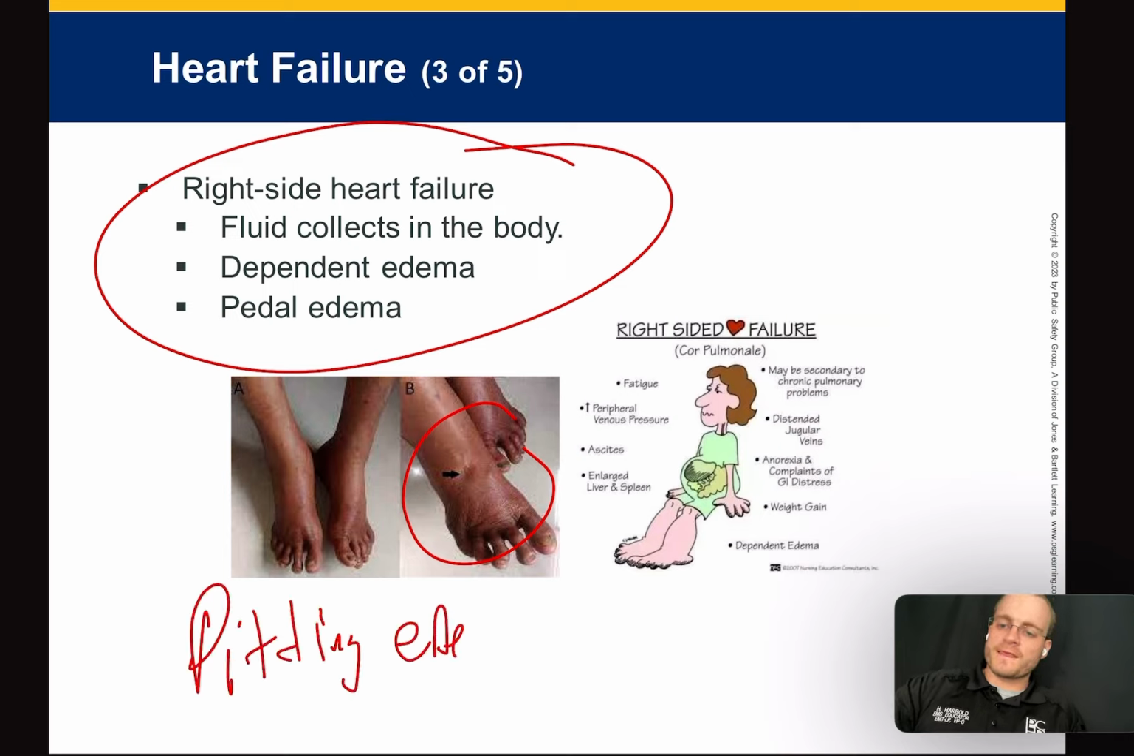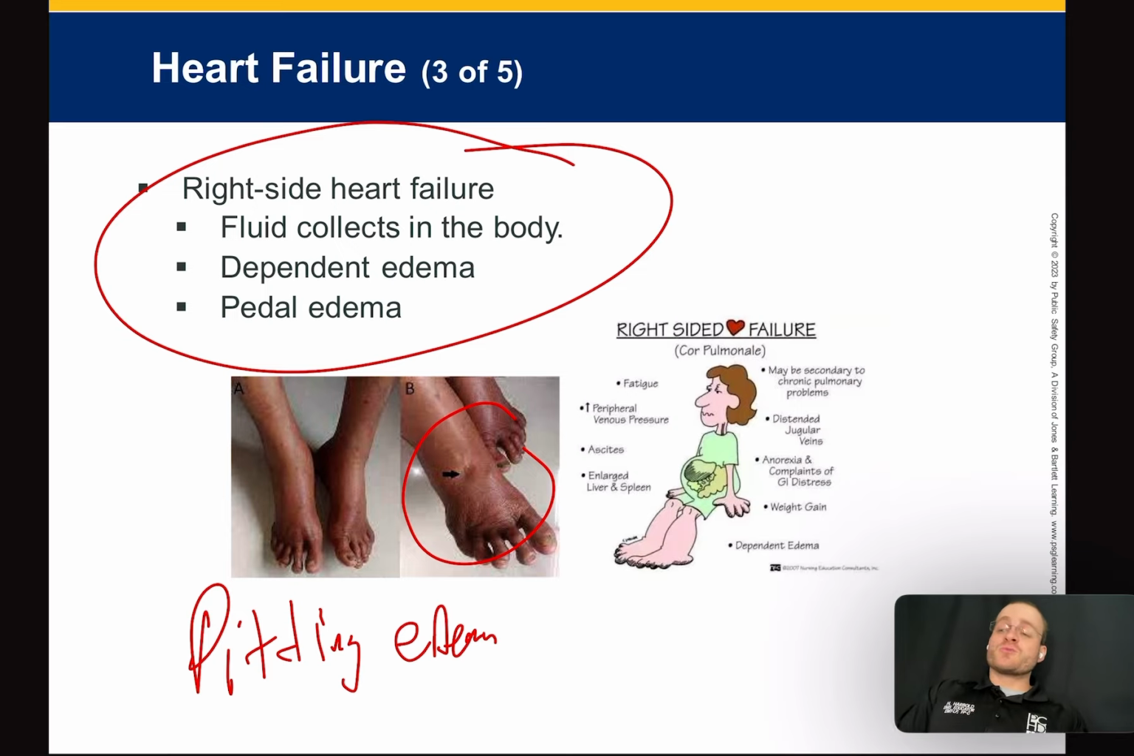Pitting edema. Well, I've talked about this before. If you take your thumb and place it on the patient's, right there where their pedal pulse should be, or on their tibia, right? It's usually where the shin is that we do this. And you just take your thumb and you push down and you hold it for like 3 to 5 seconds and you let go. Normally, if there's not a pedal edema, dependent edema, you should push down and it should go right back to its original shape.